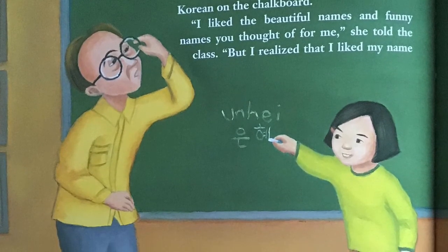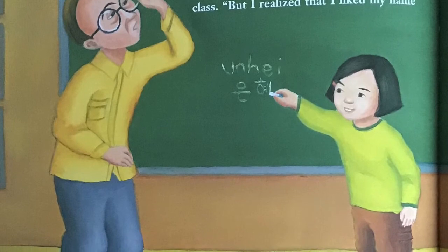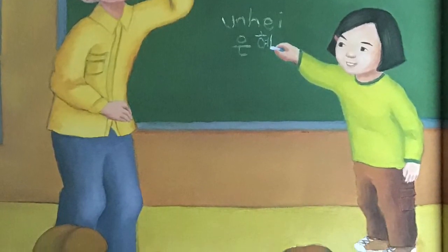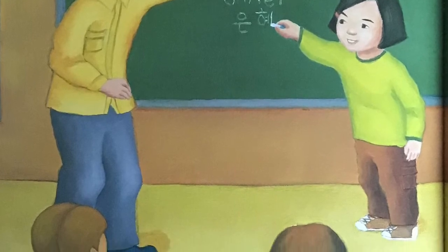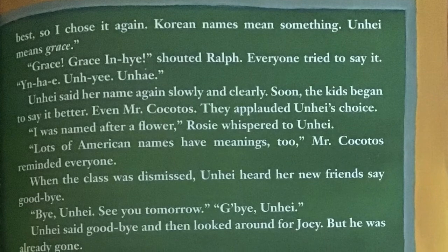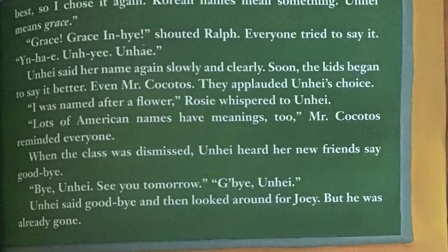Yunhei wrote a name in both English and Korean on the chalkboard. "I like the beautiful and funny names you thought of for me," she told the class. "But I realised that I liked my name, Yunhei. So I chose it again. Korean names mean something. Yunhei means grace."